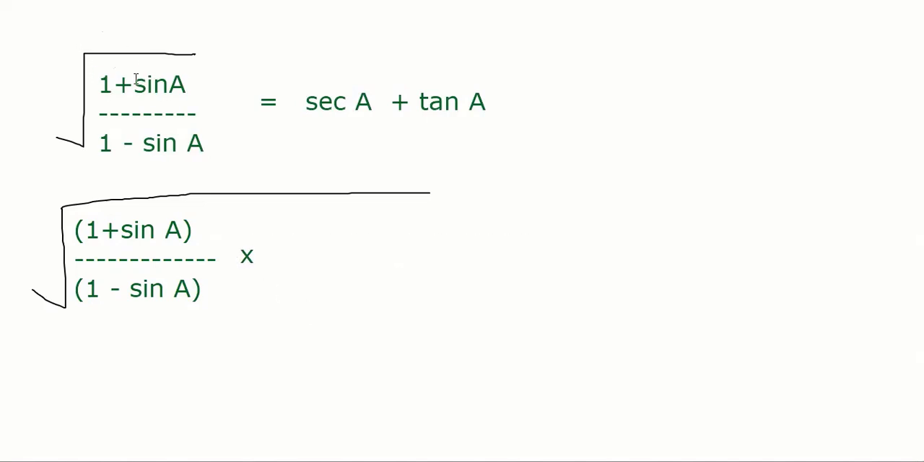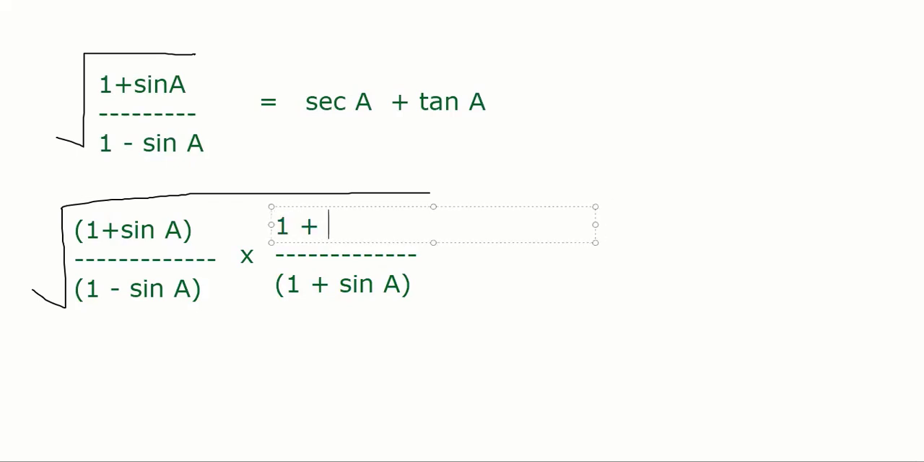Now see, what is in the denominator? 1 minus sin A. I'll multiply with the reverse of the denominator, meaning 1 plus sin A. And I'll tell you why. Because I know trigonometry, so I know 1 minus and 1 plus will become 1 minus sin square, and I know the identity is there. So you should keep these things in mind.